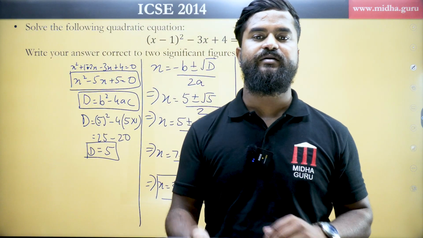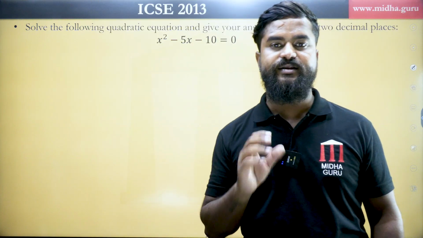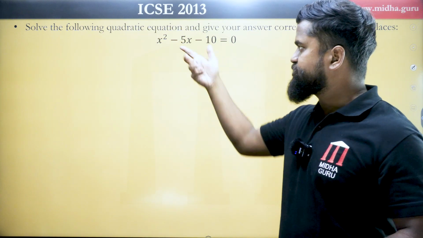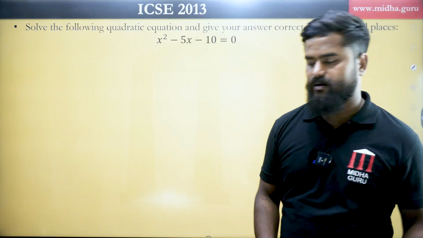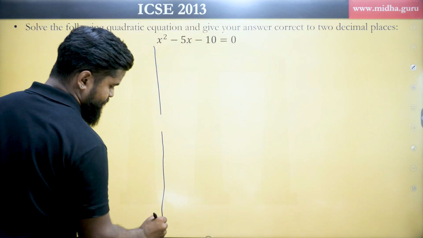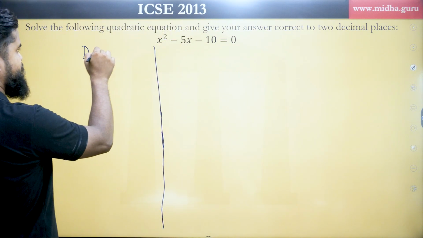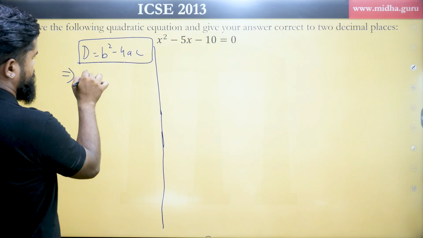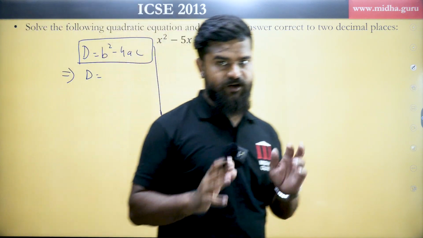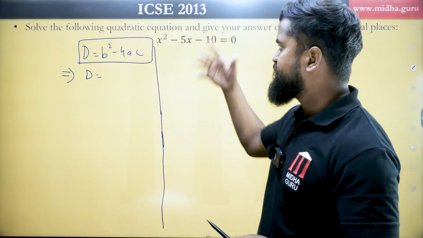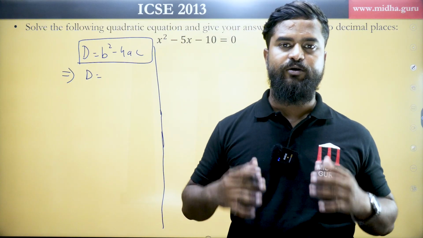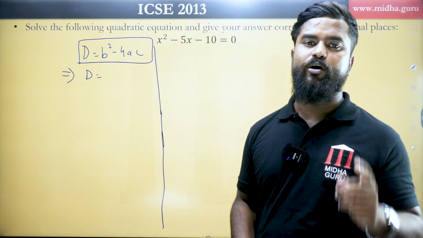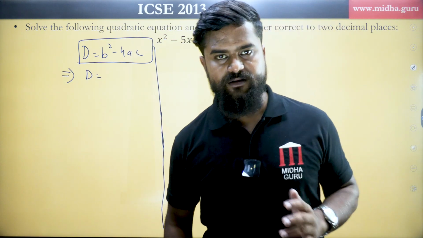Let's move on to the previous year, that is 2013. Now in 2013, the question was solve the following quadratic equation and give your answer correct to two decimal places. The equation being x square minus 5x minus 10 is equal to 0. Going about in the same way, we first calculate the discriminant. The reason why we always calculate the discriminant first is because we need to check whether the given quadratic equation has real roots at all. If it has imaginary roots, there is no point banging ahead trying to solve it. So that is why we always, by convention, find the discriminant first.